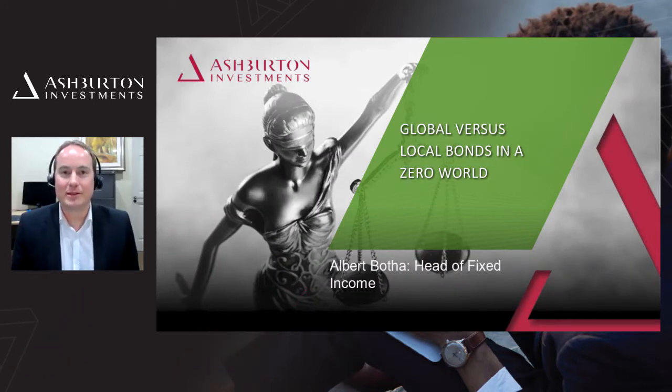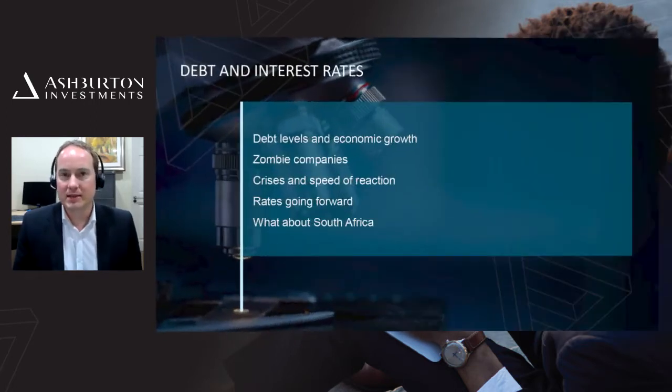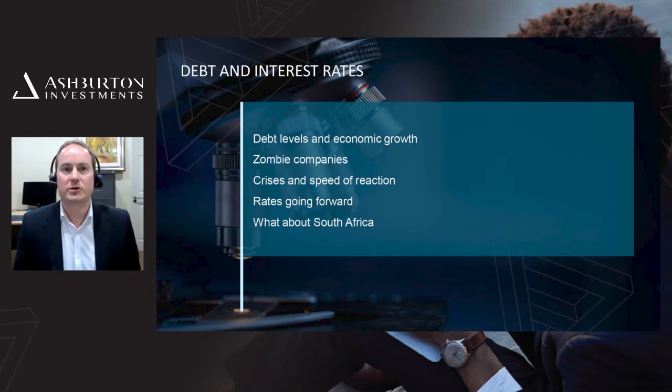Now that James covered the international situation, let's talk a little bit about global and local bonds and what that looks like in a zero rate world, and think through some of the consequences on economic growth and other interesting variables that affect investments. We'll be discussing debt levels, economic growth, something called zombie companies, a step change in how markets tend to react to these things, where we think rates and inflation are going forward, and a little bit about the South African situation and how it affects us.